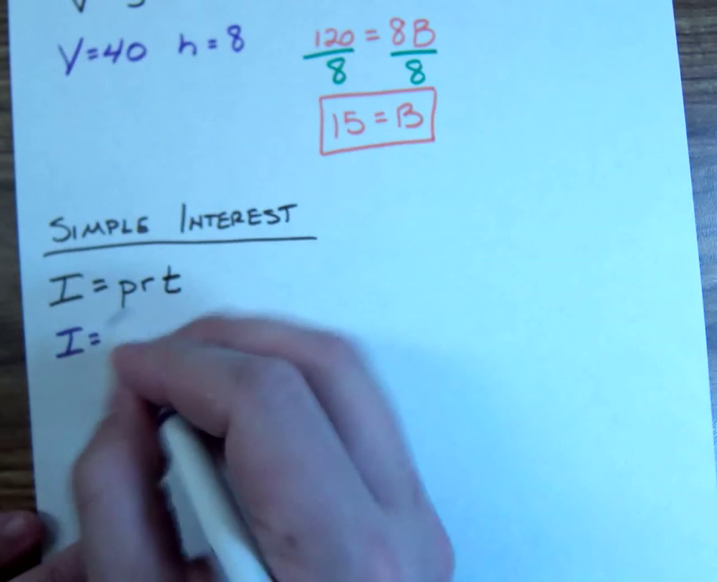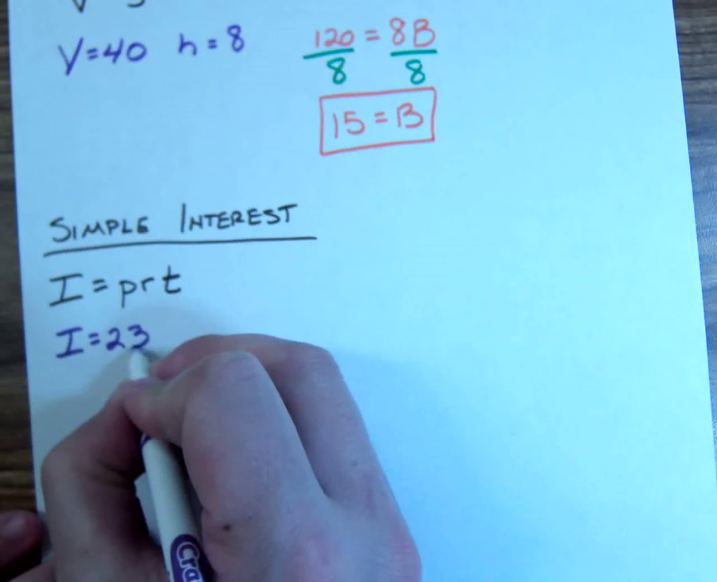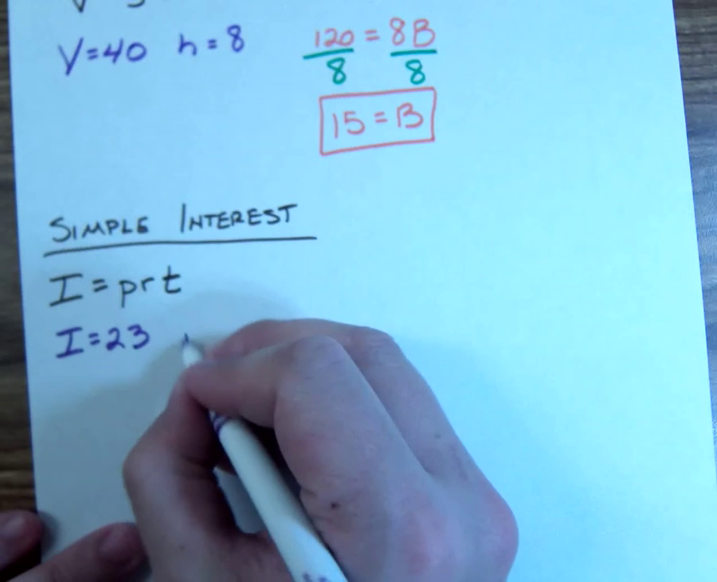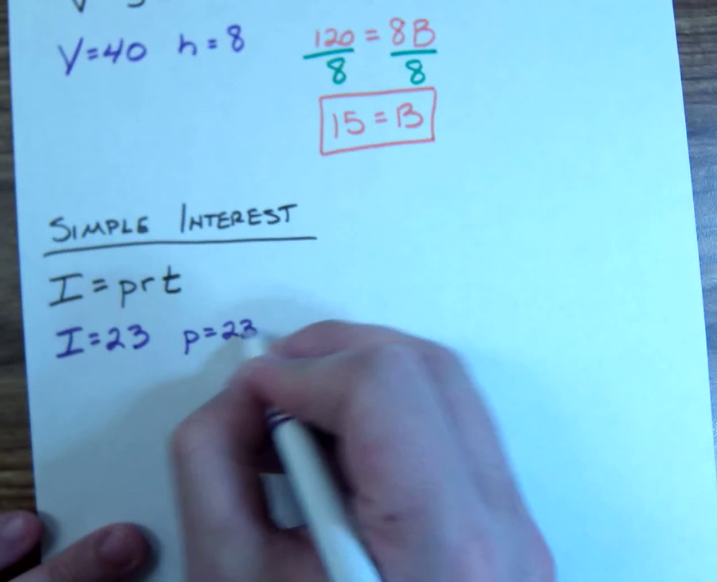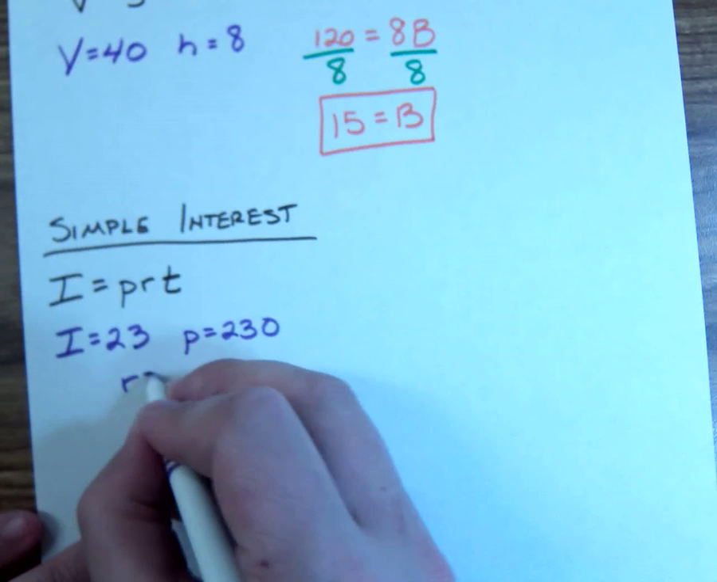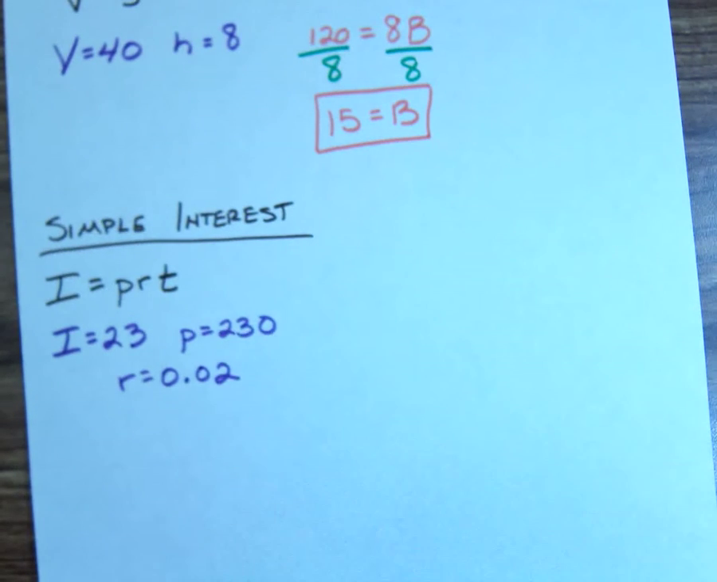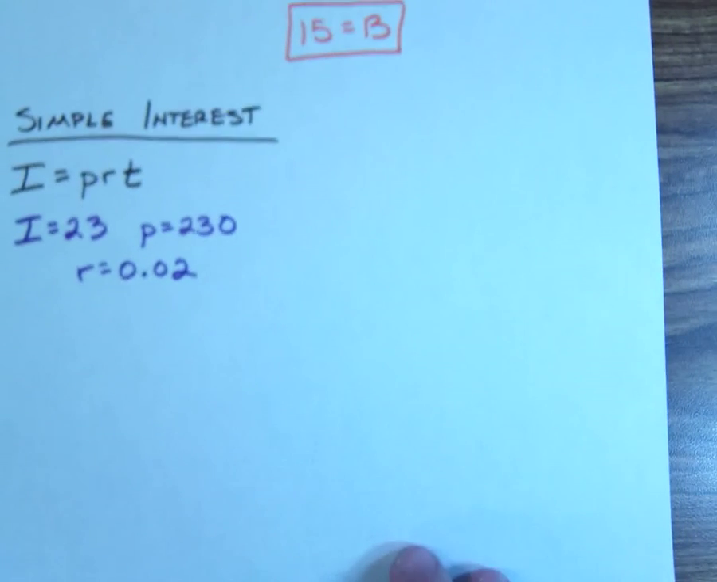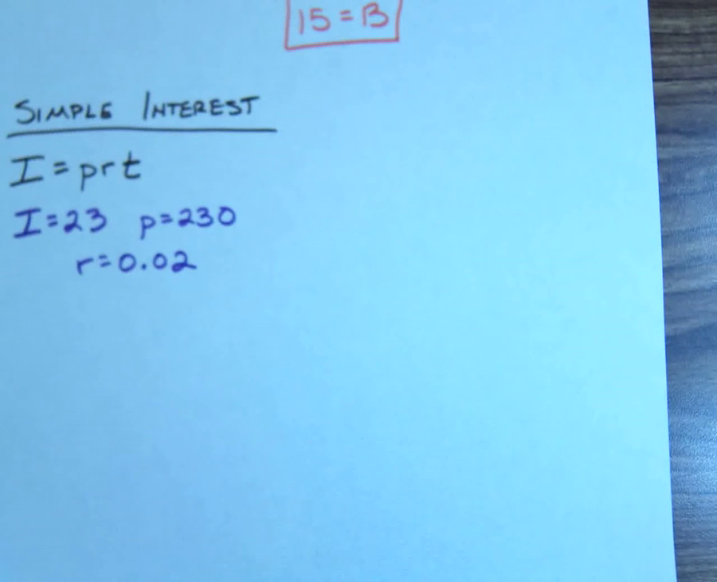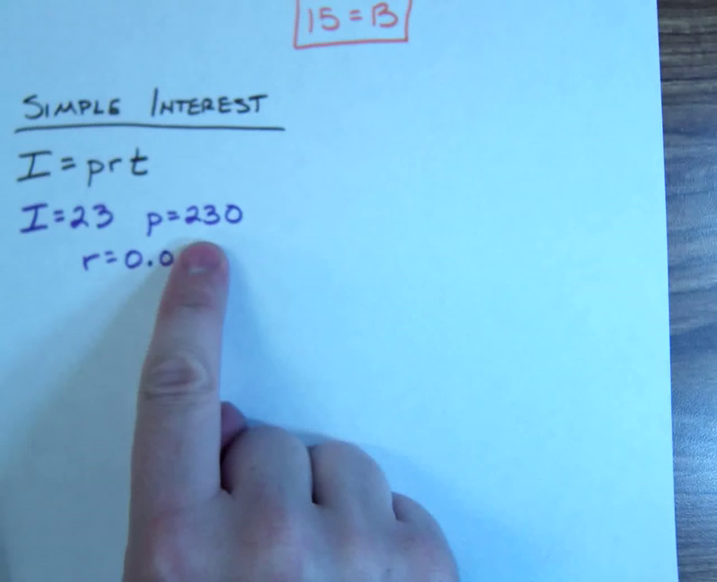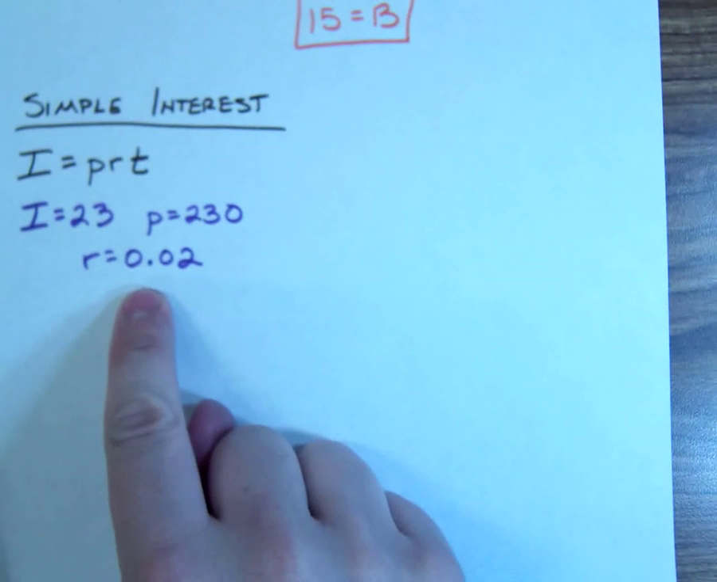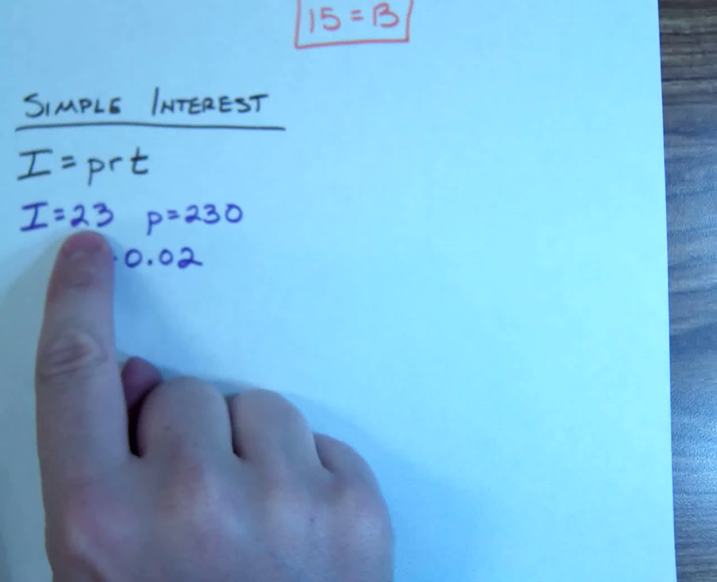Let me give you some numbers. Let's say the interest is 23. The principal is 230. And the rate is 0.02, which as a percent is? What percent is that? 0.02? That's 2%. 2%, yeah. So I'm investing $230 at 2% interest, and I've made $23.